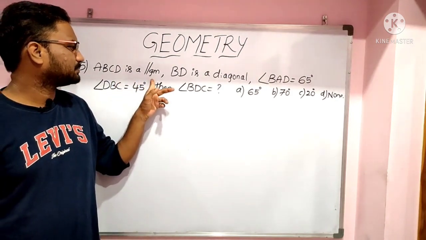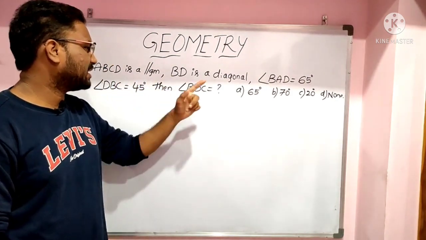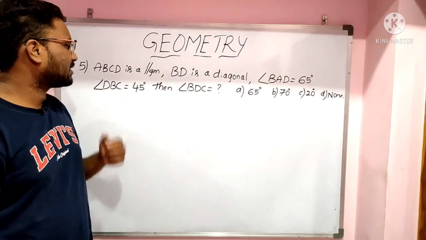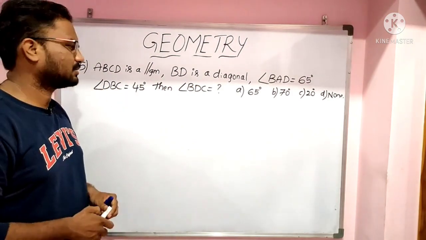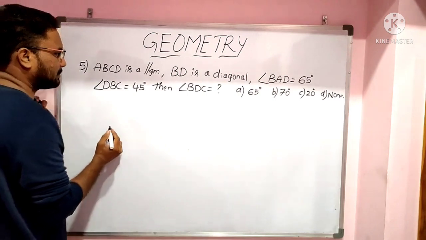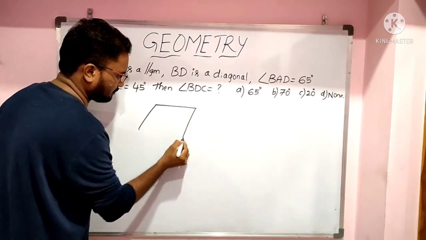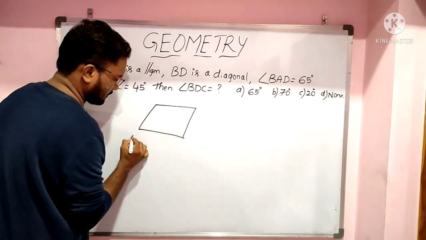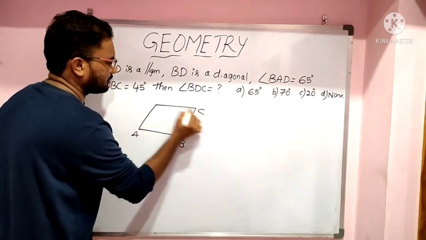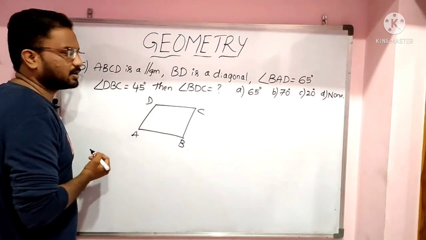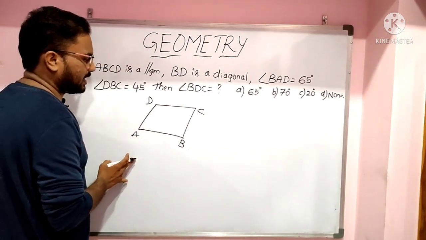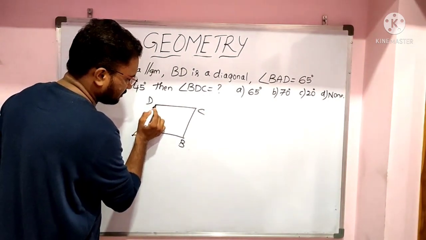Next problem. ABCD is a parallelogram. BD is a diagonal. Angle BAD equals 65. Angle DBC equals 45. Then we need to find angle BDC. So let's draw a figure. A parallelogram A, B, C, D. BD is a diagonal. This is the diagonal.